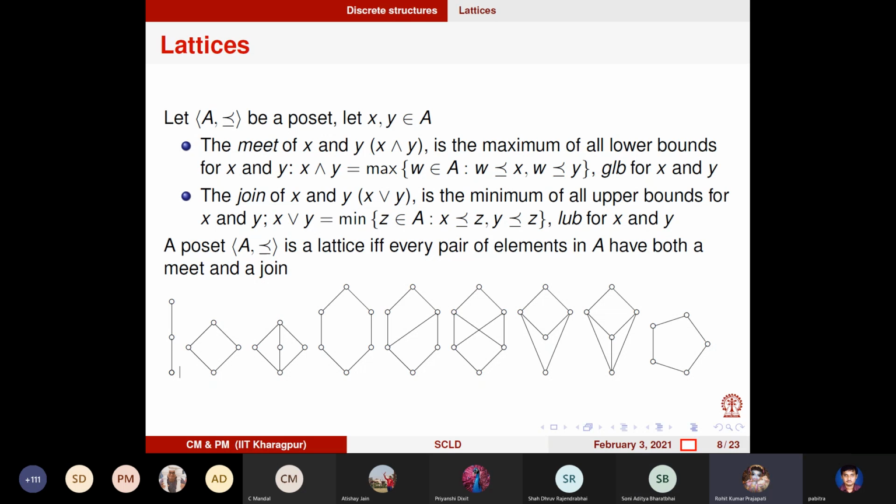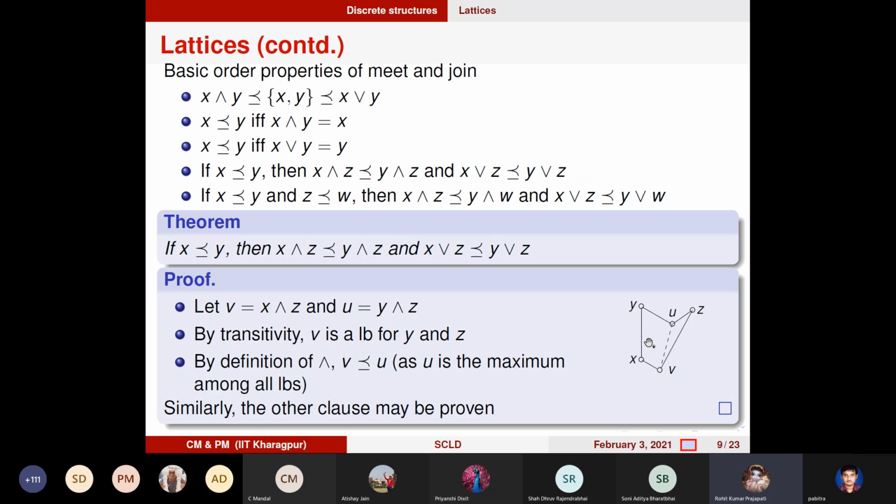Okay, sir. Okay, so I'll quickly state some lattice properties. I think we are out of time. Yeah, we have completed. Better to do it in the next class. Okay. We'll do it in the next.